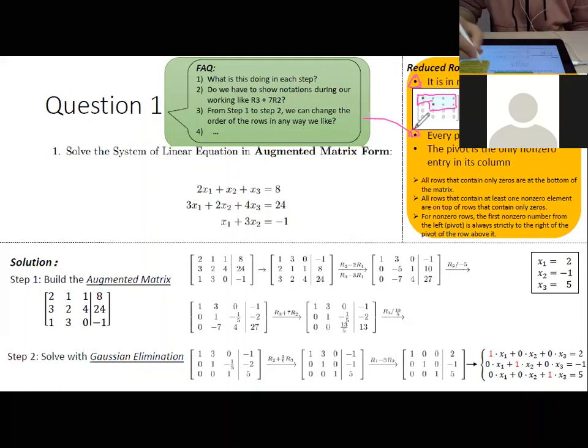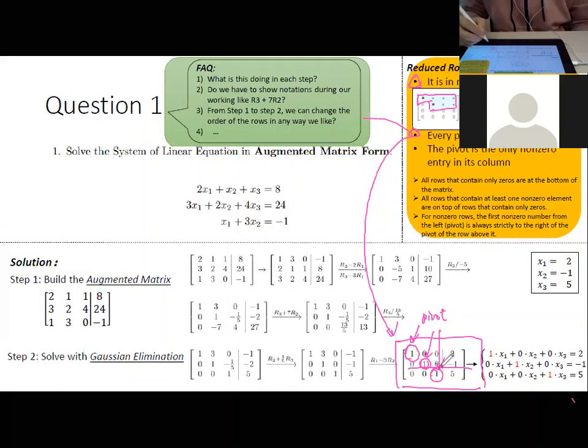Every pivot is 1. Please see the matrix here. Pivot means the first non-zero element in each row. So for the first row, this is the first non-zero element. So this is the pivot. And we can see its value is 1. And for the second row, this is the first non-zero element, and its value is 1. And for the third row, this is the first non-zero element. So this element is the pivot, and its value is 1. So I think the second point is also easy to understand.